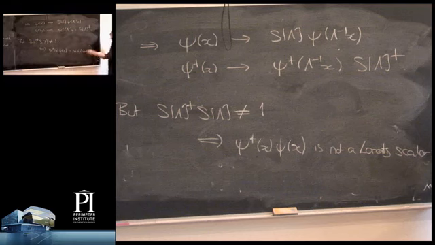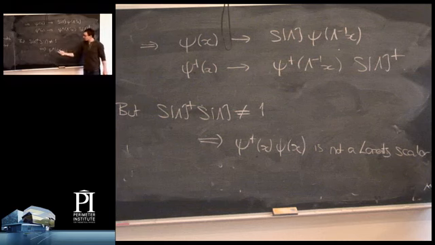To be a Lorentz scalar, you'd want this S dagger to cancel this S and give you 1. But it's not a unitary representation, so that doesn't happen. Okay? This should answer your question: why do we care about unitary representations? It's causing us a bit of a headache here because we can't get a Lorentz scalar just by contracting this and this. So we're going to have to work a little harder.